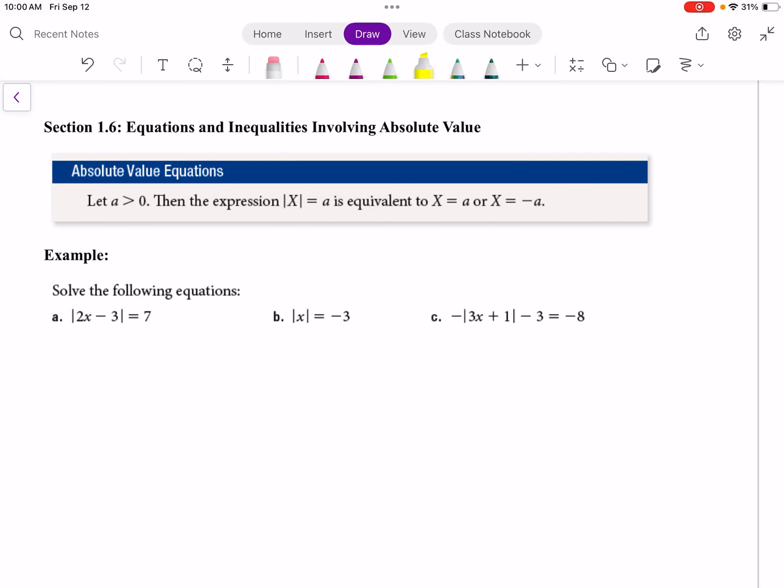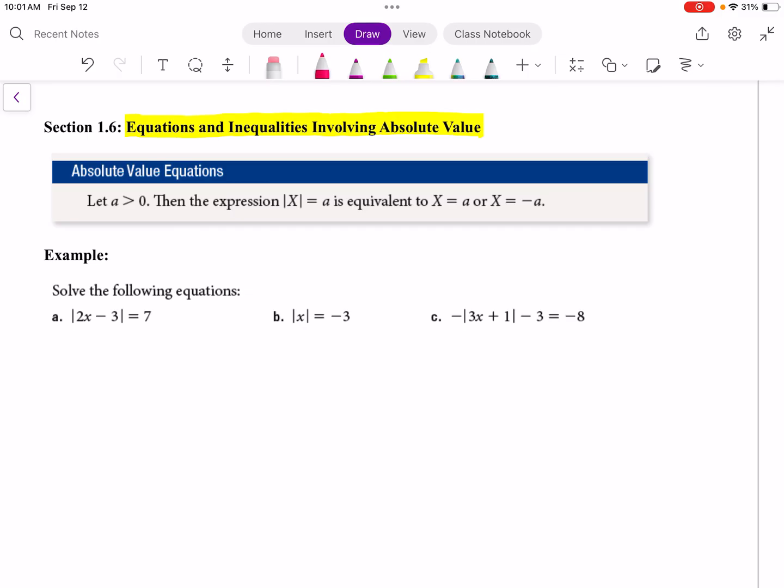In this section, we will talk about absolute value equations and inequalities. Okay, so equations and inequalities involving absolute value. Okay, so here let's define our absolute value equation.